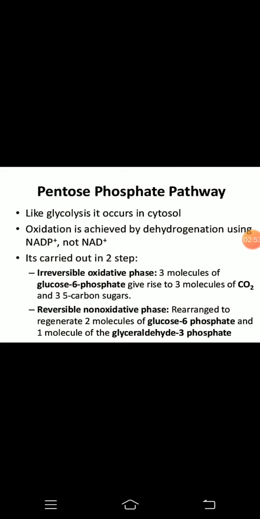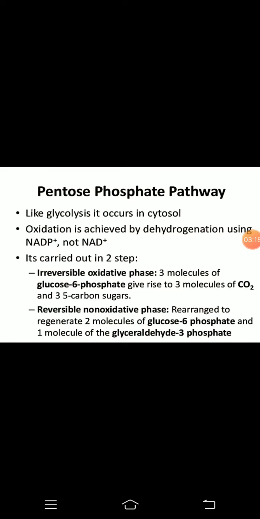In glycolysis and the TCA cycle, it is also for the oxidation of glucose. So there NAD plus acts as a hydrogen acceptor, and in this pathway, NADP plus acts as an acceptor of hydrogen in the dehydrogenation reactions.